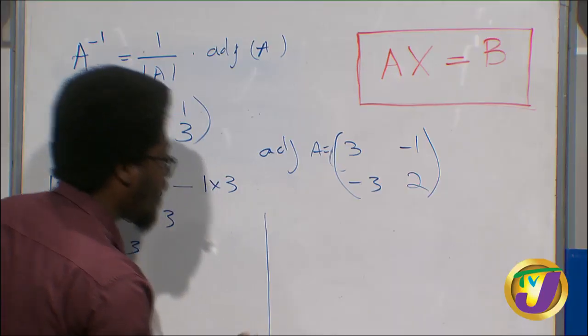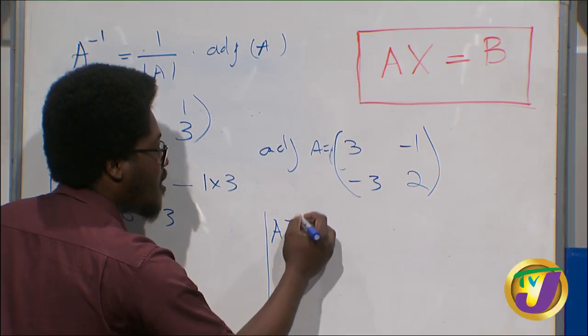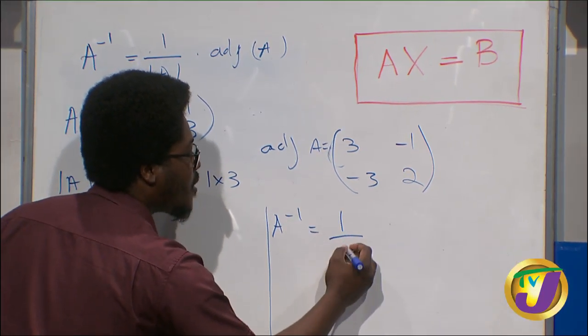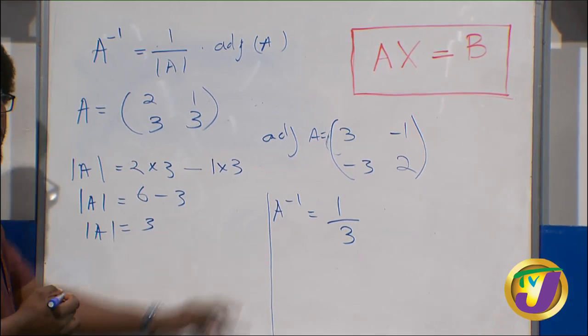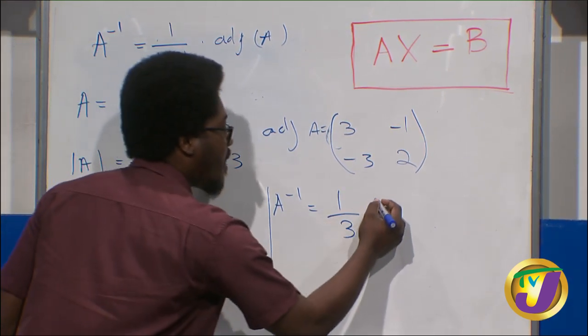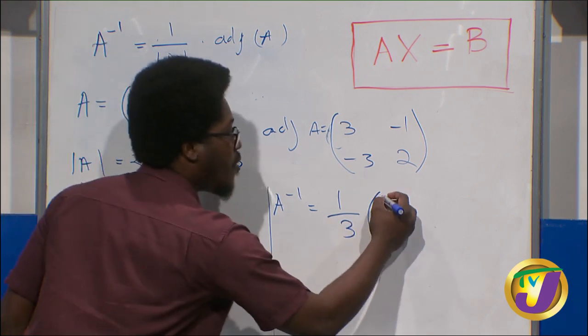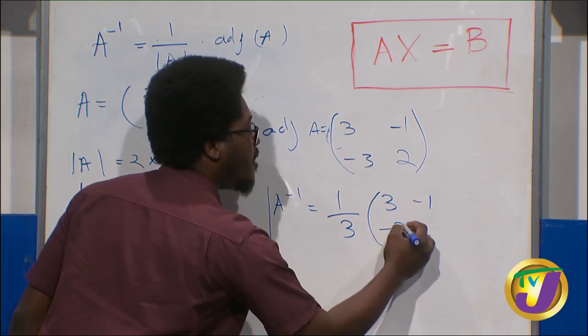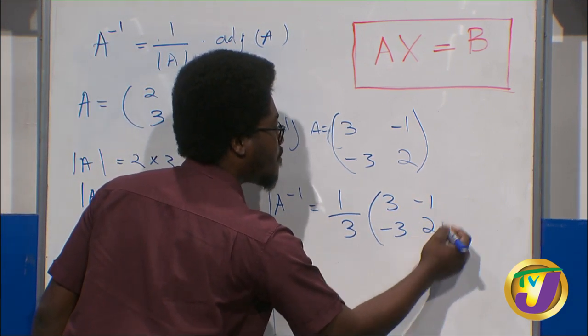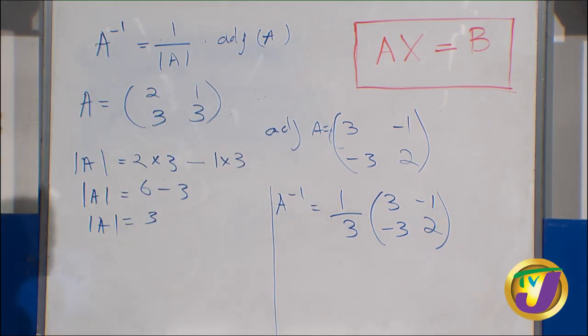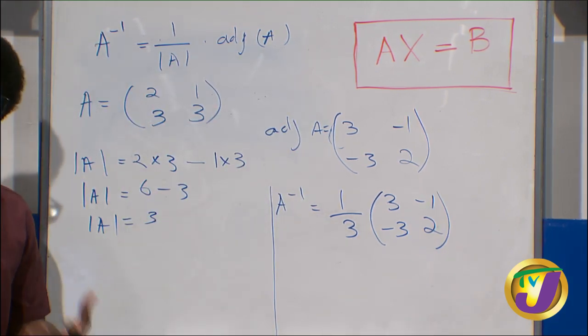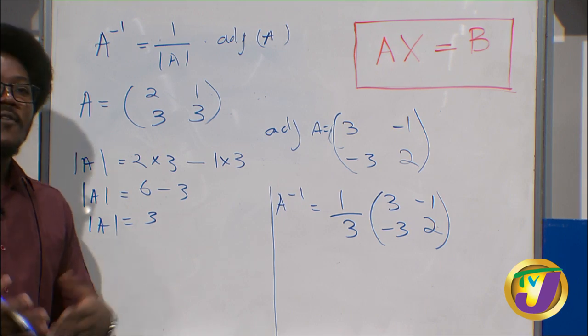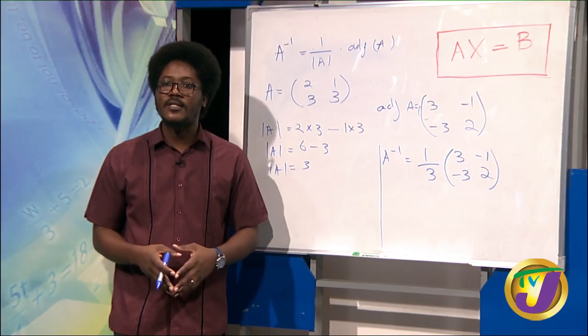So we are now going to put these two together to get the inverse of our matrix A. So let me just put it right here. We're going to say A inverse is equal to the reciprocal of our determinant. And remember, our determinant is 3, multiplied by the adjoint, which is now 3, -1, -3, and 2. Now, I want to ask, what is the purpose of our A inverse?